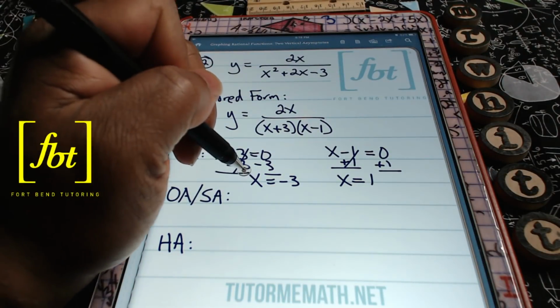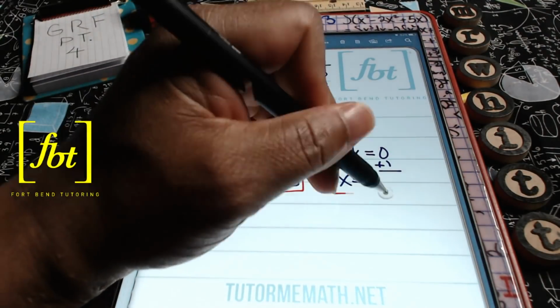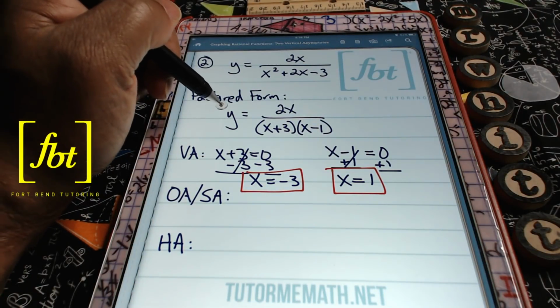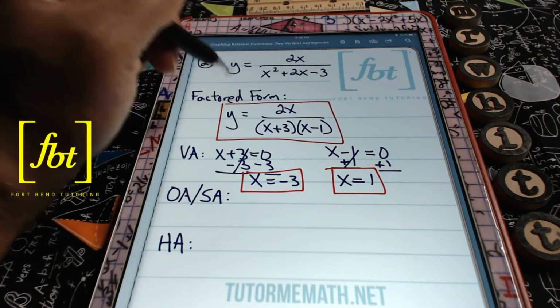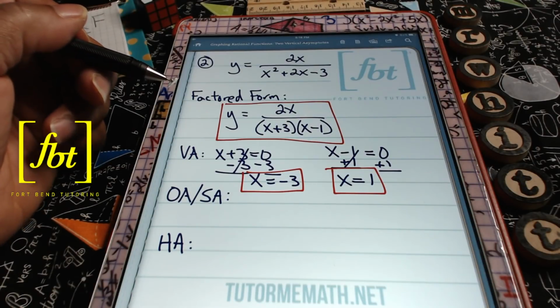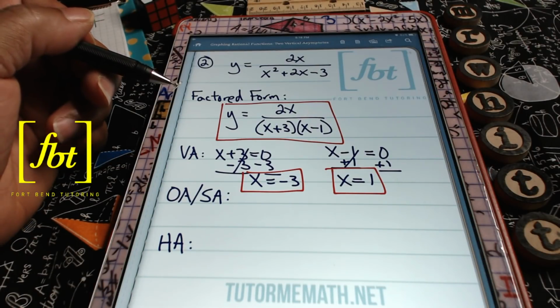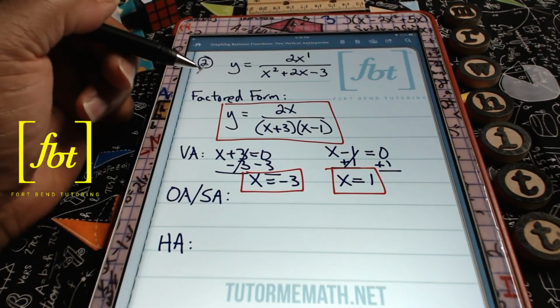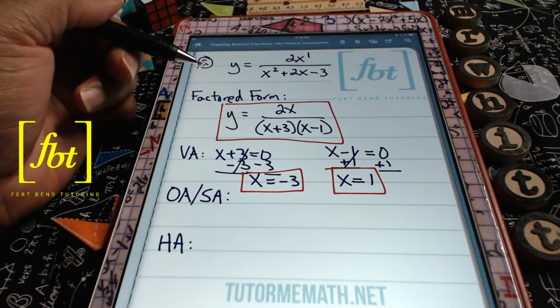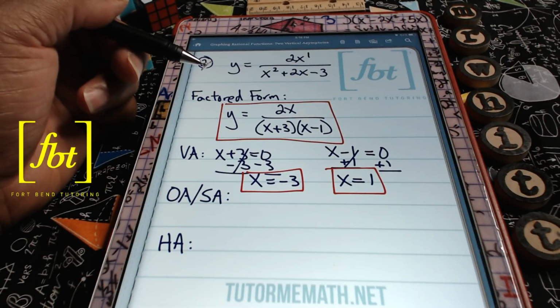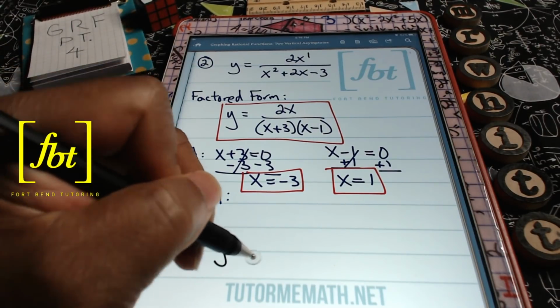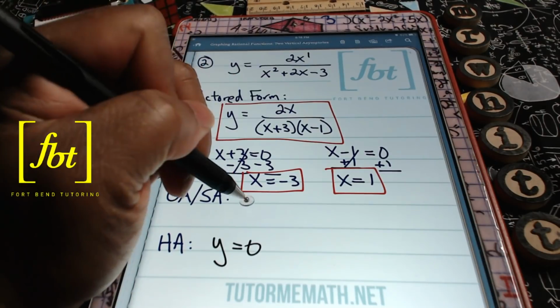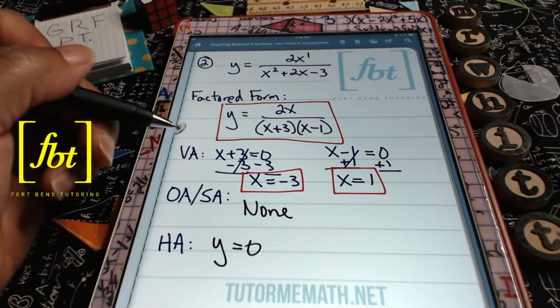So these are our vertical asymptotes of our problem, and the factored form. Let's go ahead and red box that. As far as our oblique asymptote is concerned, you don't have one. Why? Because the degree in the numerator is 1 and the degree of the denominator is 2. So anytime the degree of the numerator is less than the degree of the denominator, your horizontal asymptote, not oblique, but horizontal asymptote, is y equals 0. So that's the horizontal asymptote, which means we do not have an oblique asymptote.